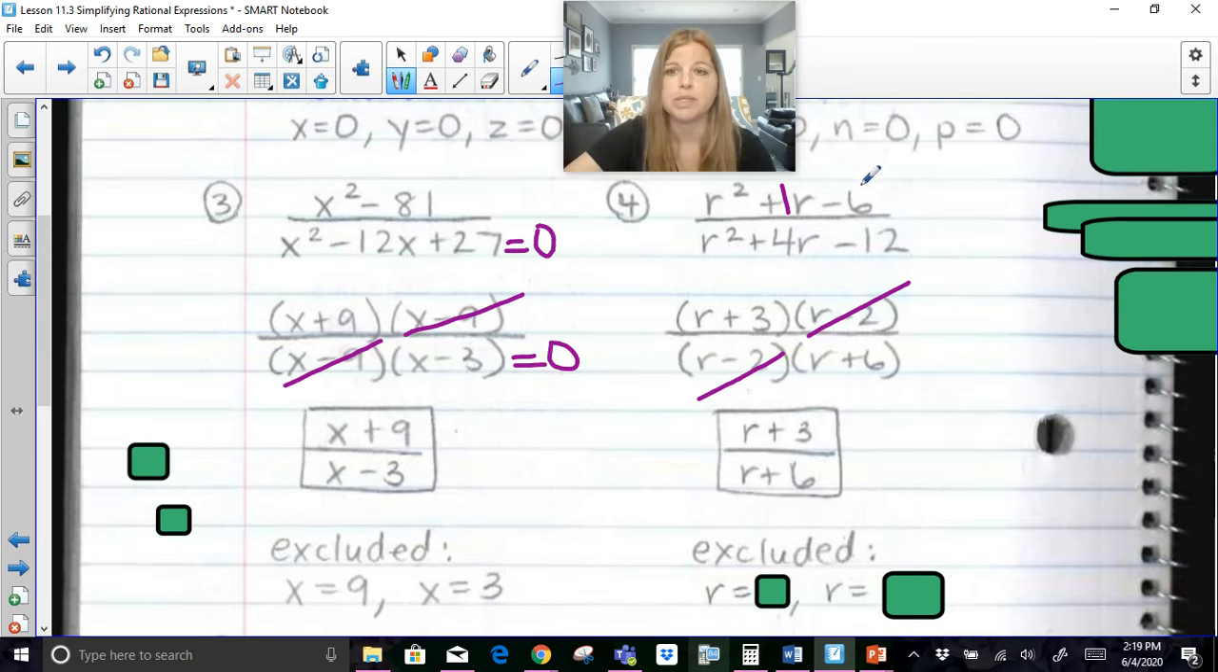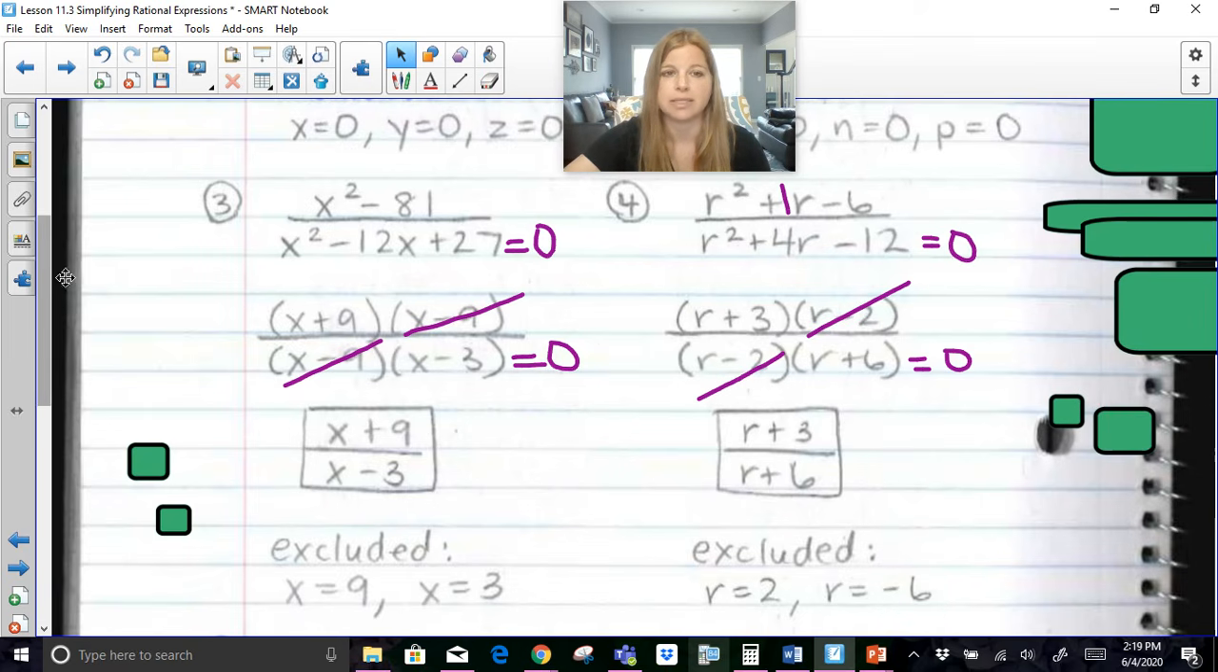My excluded values always come from the original denominator, set equal to 0. So it's already in factored form. If I have r minus 2, then my excluded value is 2. R plus 6, my other excluded value would be negative 6.